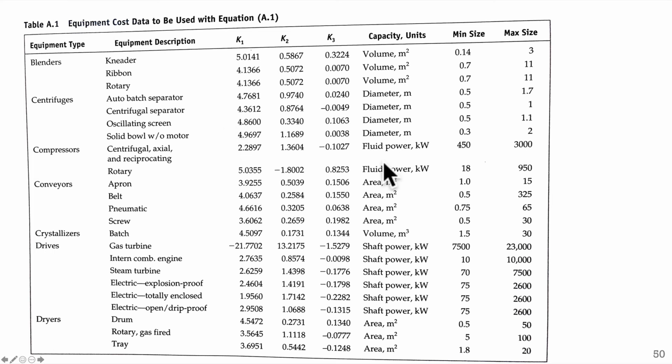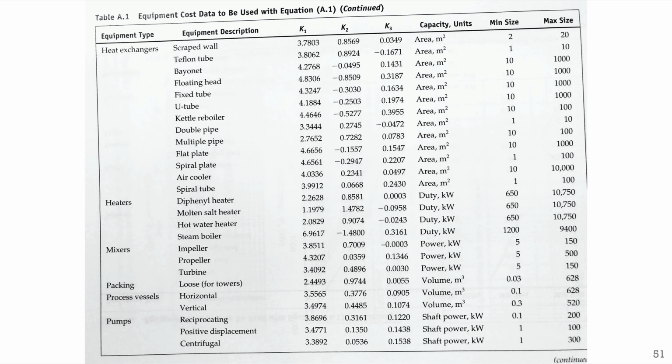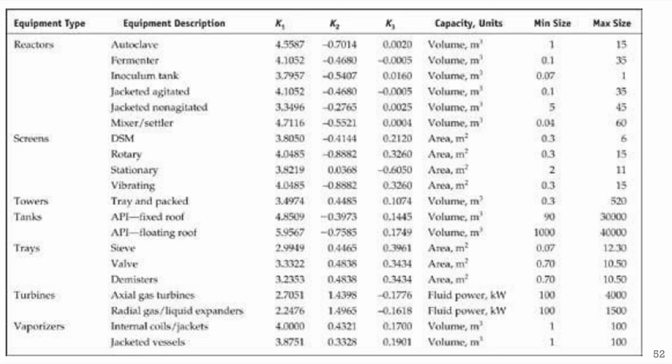Okay? So notice here that you have the K values that you can use, and that it tells you the minimum and maximum size for these values to apply. So here it is 18 kilowatts to 950 kilowatts of fluid power for the rotary compressors. Notice that every equipment is different, has different values, and has different effects on the cost. Once again, these are all the equipment: heat exchangers, heaters, mixers. You have reactors, screens, towers. This looks horrible, but you should have it okay on your PDF.